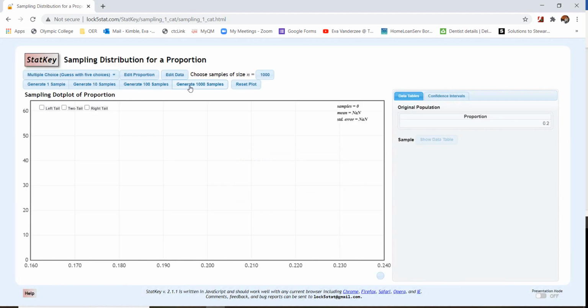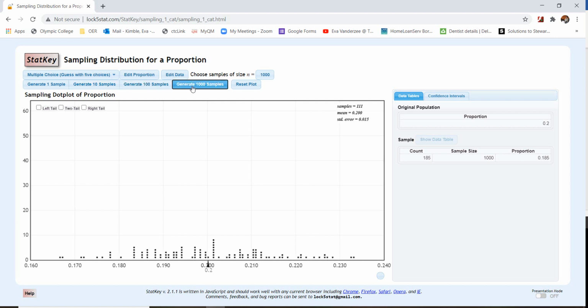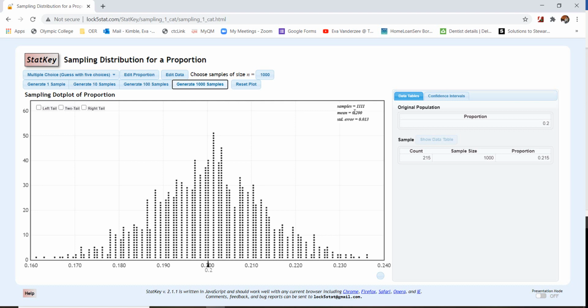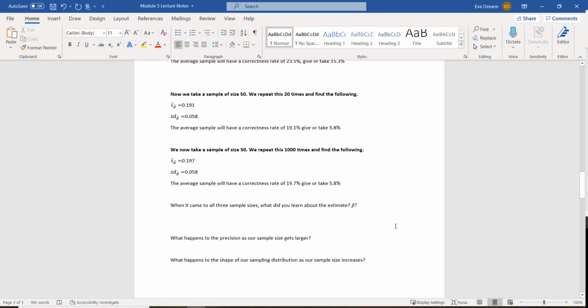And now let's generate one sample, 10, 100, and then 1,000. So let's see, if we do 1, we have that mean and we don't have any standard error. If we do 10, well, our mean doesn't really change. Our standard error is definitely down. If we do 100 and then we do 1,000, notice that our mean gets really, really close to our sample proportion and our standard error has definitely plummeted. So let's make some conclusions about this.